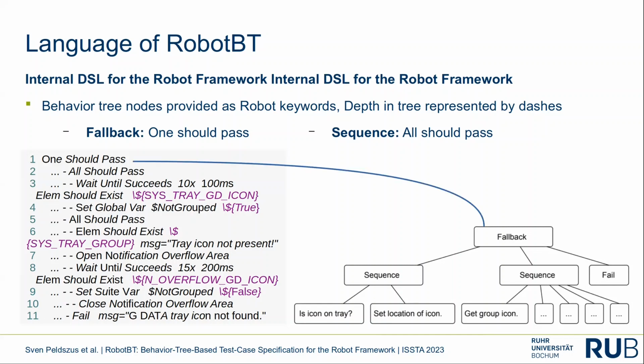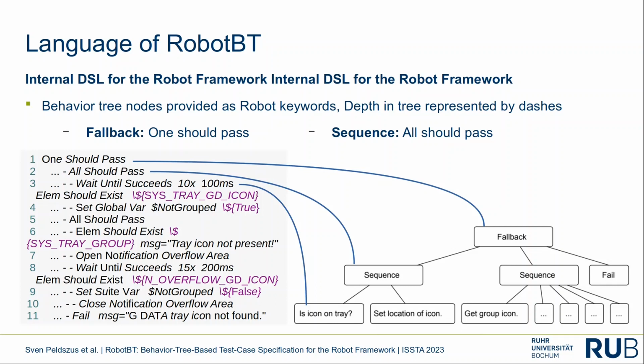So this fallback is one thing in our behavior tree that as a child should pass. Then we have the "all should pass" on the next indentation level. We have here one dash that indicates it, and these 3 dots are needed in Robot to indicate that this line 2 belongs to line 1. We could also just write everything in one line, but in our text we also want to have this visual structure according to this tree. And then we continue with our next node, which checks if the item is on the tray.